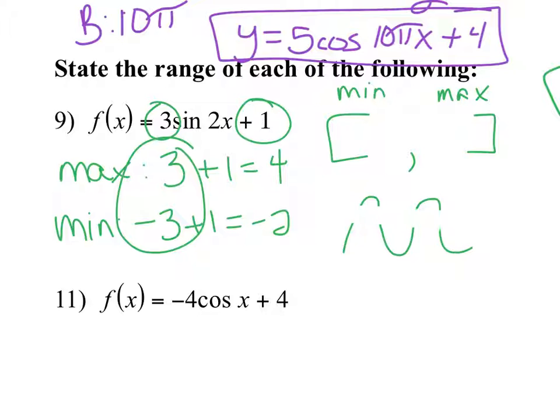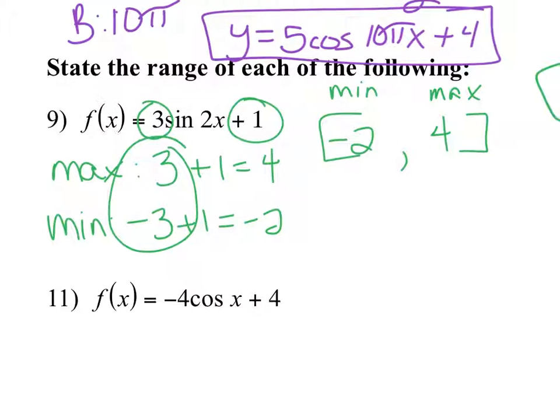So there's the answer, negative 2 to 4. Make sure you put it low to high.